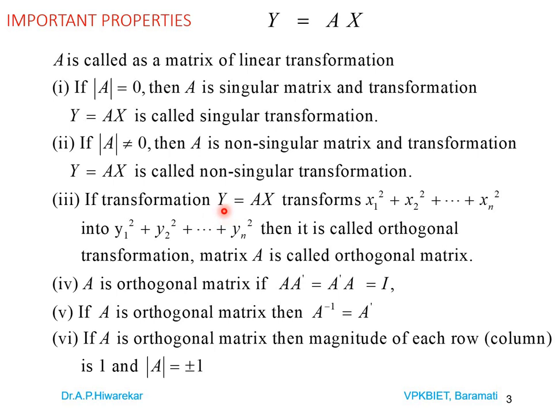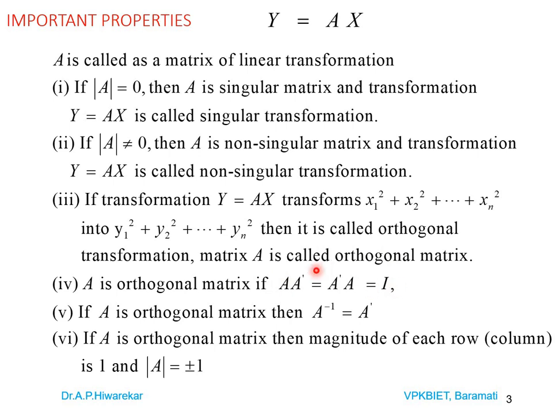If y is equal to Ax transforms x1 square plus x2 square and so on up to xn square into y1 square plus y2 square and so on up to yn square, then it is called an orthogonal transformation. And in this case, matrix A of the transformation is called an orthogonal matrix. Next property is, if A is an orthogonal matrix, then we have A into A transpose is equal to A transpose into A is equal to I.